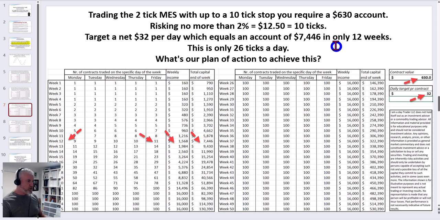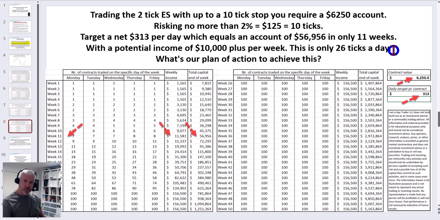So if you don't have the 6,300, start on the micro, which is 10% of the value. Here, going for $32 a day, within 12 weeks you've now got 7,400 potentially, and now you can roll over and start trading the big contract. Okay, and so risking no more than 2%, $125. Okay, you've then got within 11 weeks a potential of earning over your $10,000 a week. You've got $56,000 in capital.